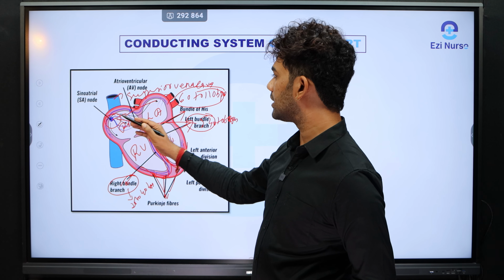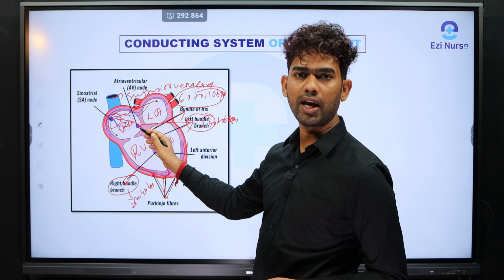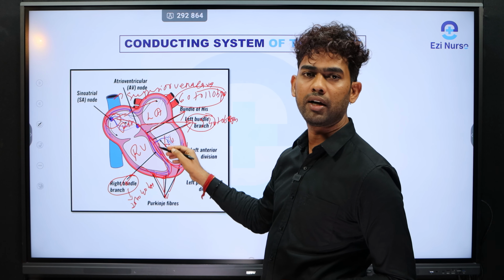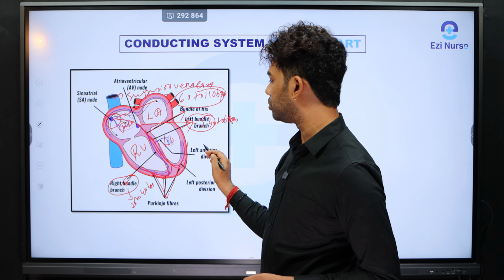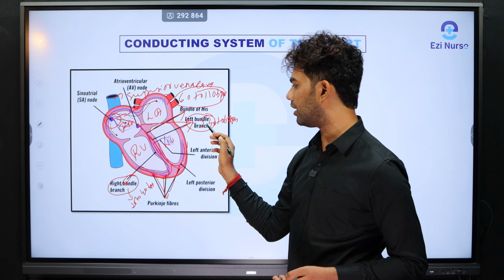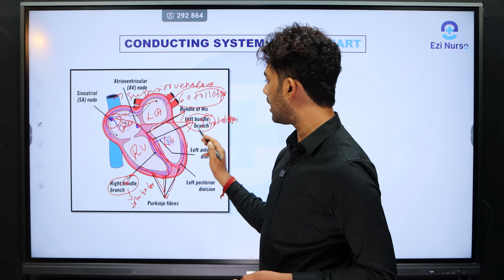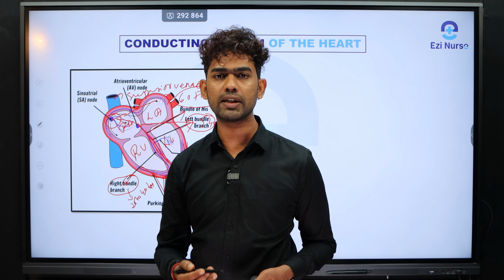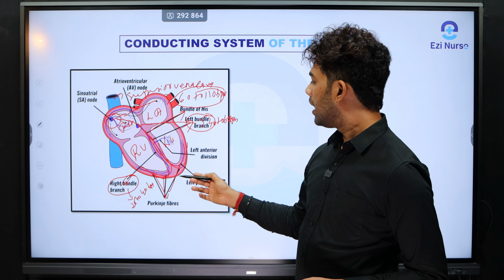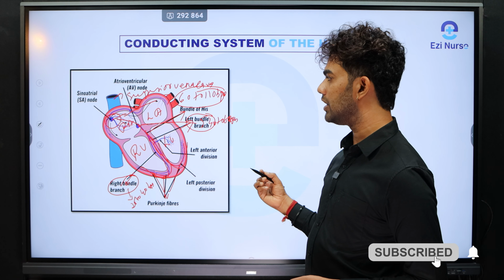So here the SA node is starting to produce the impulse, then it is traveling to the AV node. From the AV node, the bundle of His is carrying the electrical impulse, and it is divided into two branches, the left bundle branch and the right bundle branch. At the end of the right and left bundle branches, there will be a narrow-like structure that we can call Purkinje fibers. So here we can go into detail regarding the ECG.